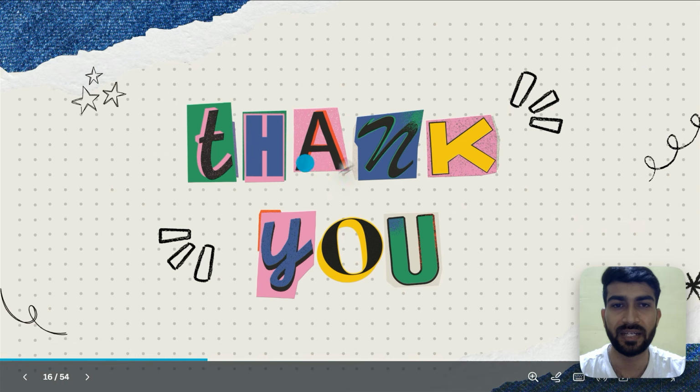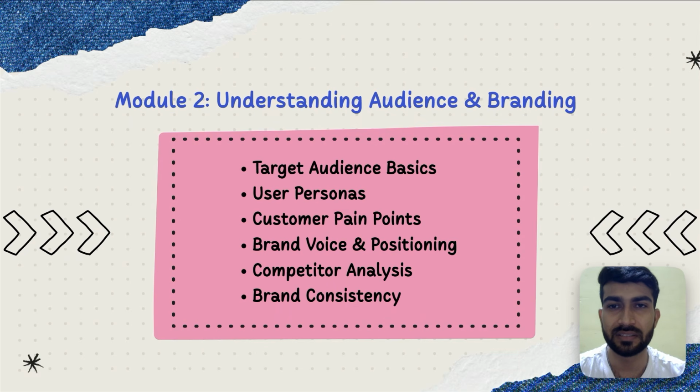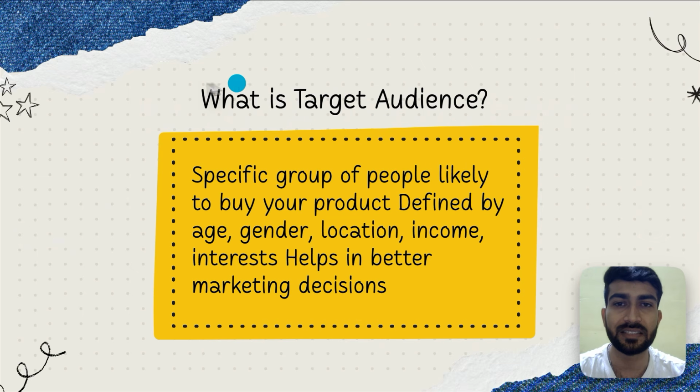So this module is completed. Now the second module is understanding the audience and branding. In this module we are going to cover the target audience, user personas, customer pain points, brand voice, competitor analysis, and brand consistency. Okay, what is the target audience? Here we can say it is a specific group of people likely to buy your product, defined by age, gender, location, income, and interest. So we have the leverage to target the audience in digital marketing.